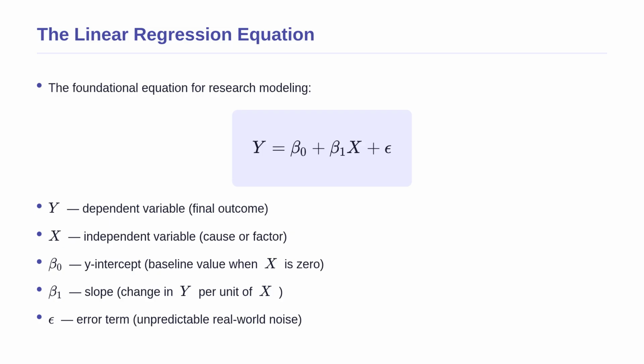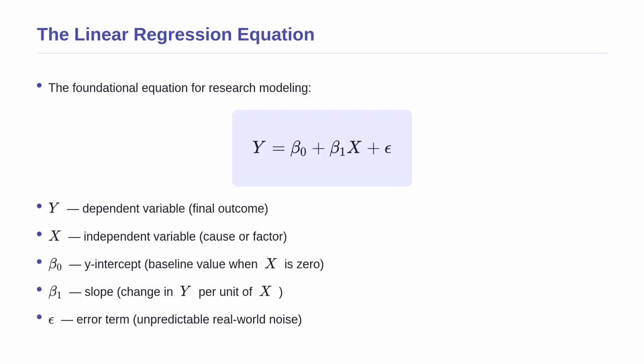This formula comes from the idea that an outcome is based on a starting point, a rate of change, and some random variation. Y represents the dependent variable, which is the final outcome you want to predict. X is the independent variable, the factor you are manipulating.